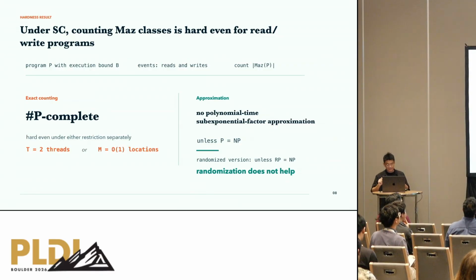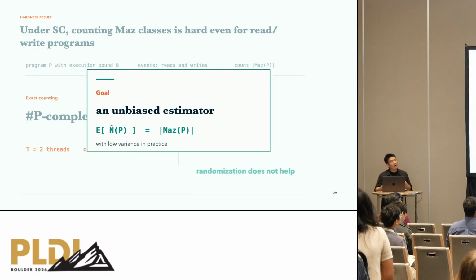And a more negative result we show is that approximation is also hopeless. Namely, there is no polynomial-time subexponential-factor approximation for the counting problem unless P equals NP. And this result also directly rules out the possibility of nice randomized algorithms, such as an FPRAS, unless RP equals NP. So given the hardness, we lower our ambition.